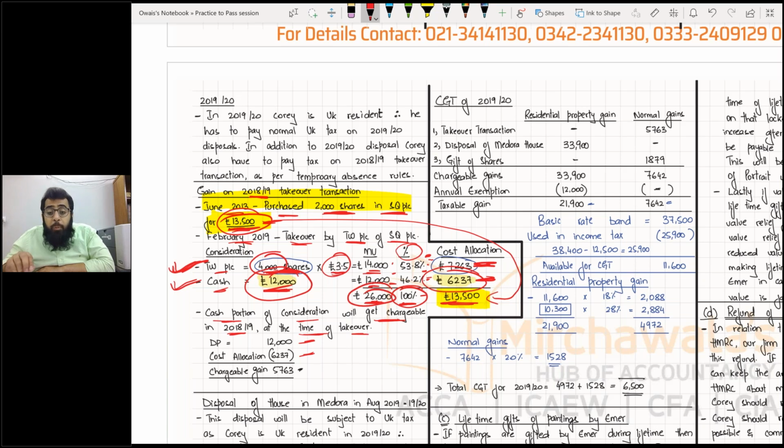So the gain on the cash portion will be 5,763. The gain on the cash portion will be 5,763. I hope that you people are getting it.